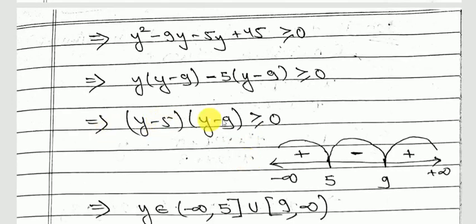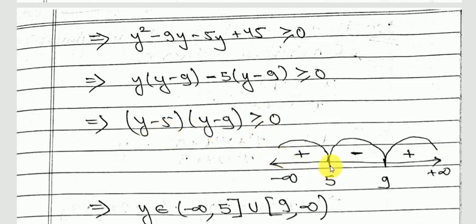Now you have to write in ascending order, so 5, 9. Draw the number line with 5 and 9. Now look which interval is positive and which is negative. 0 is less than 5, so 0 is in this interval. If I put 0 in place of y, I get minus 5 into minus 9, so it's positive. So plus, then minus, then plus. We are looking for only those values of y for which the left hand side is greater than or equal to 0. So for which interval is it greater than 0?